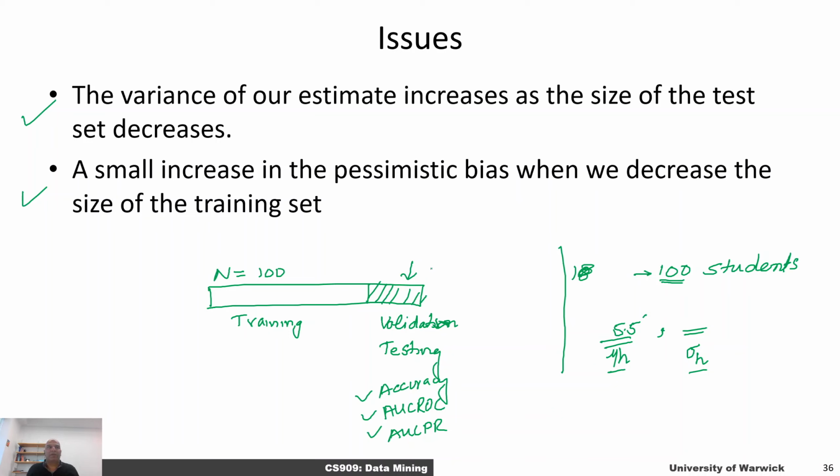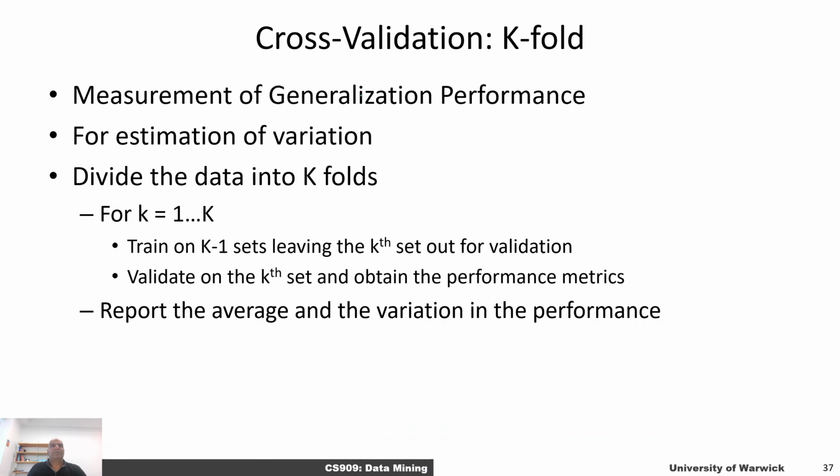However, we also have an effect when we have a smaller training data set, and that also impacts our performance. So I hope you're able to understand the issues that we are dealing with here. So what should we do?